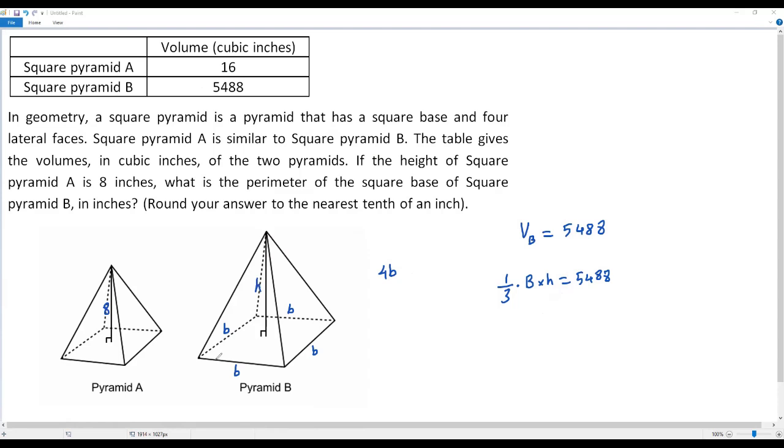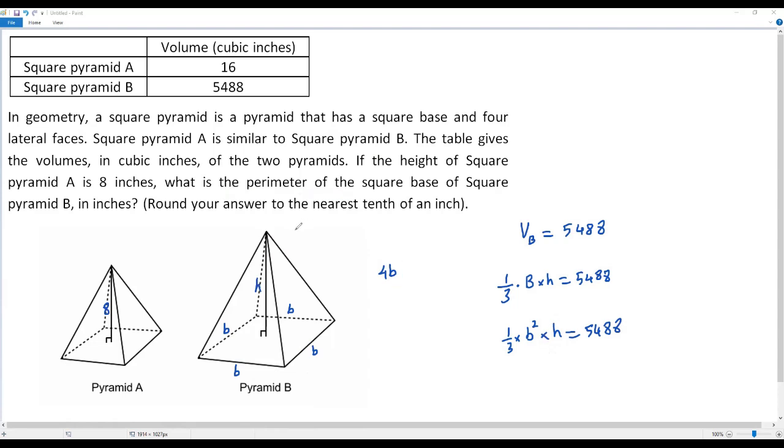Here, since the base is a square, we can multiply the length of one of the sides by the length of the other side, that is b times b, to get the area of the base. So the area of the square base is b squared times height equals 5,488. In this equation, there are two unknowns: one is the lowercase b and the other is lowercase h. Our aim is to get the value of lowercase b. For that, we need the height of the pyramid. Once we get the height, we can plug in that value over here and solve for b. Once we get the value of b, it can be multiplied by 4 to get the required perimeter.